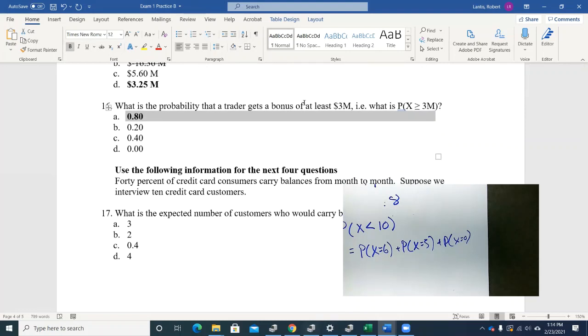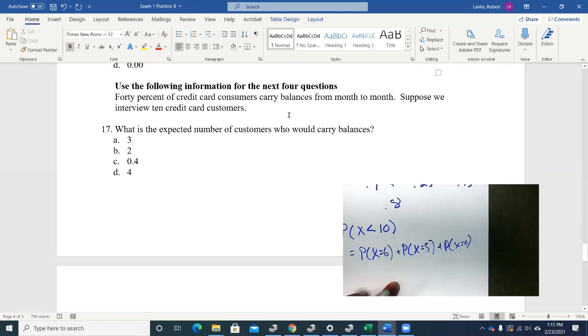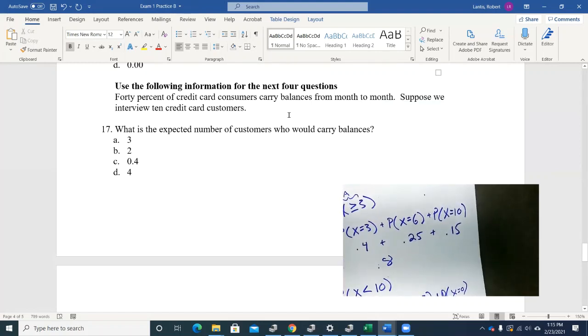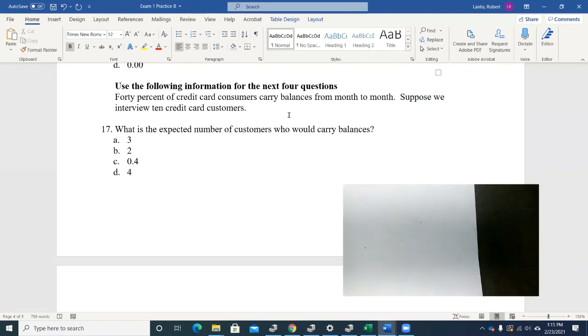All right, so we've got quite a few left, so it's not like we're ending right this second, but we'll end today's class with some binomial work. So let's say 40% of credit card owners carry a balance from month to month. Suppose we interview 10 credit card customers.